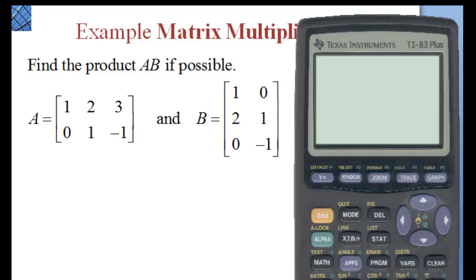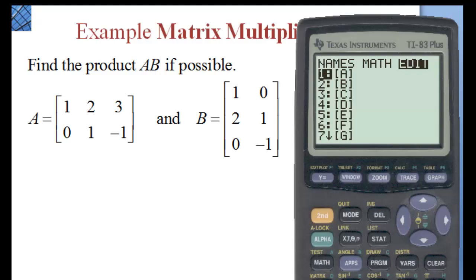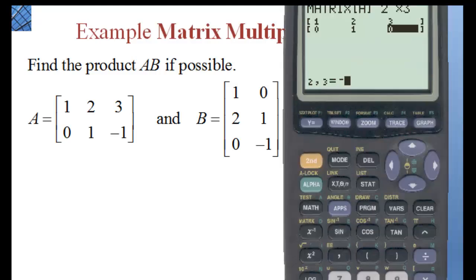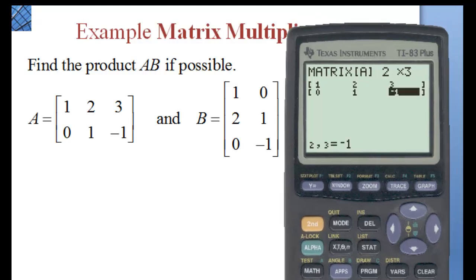Matrix key is a second, so we go second matrix, and we move over to edit, and we're going to edit our A, and we tell it the size of the matrix, row by column, RC, so it's 2 rows by 3 columns. And then we can enter our numbers, 1, enter, 2, enter, 3, enter, and then it automatically goes down, 0, enter, 1, make sure you hit enter after each one, negative 1, enter. So there we have matrix A.